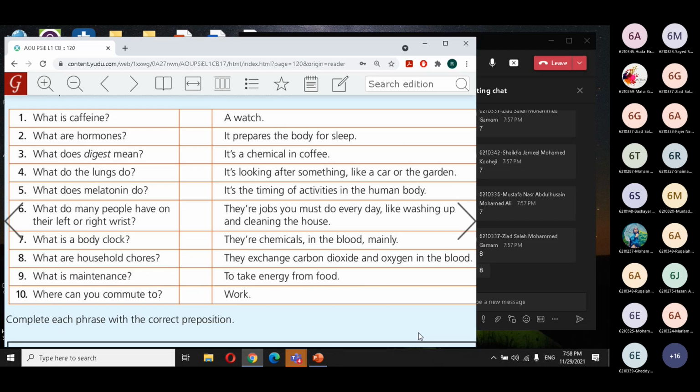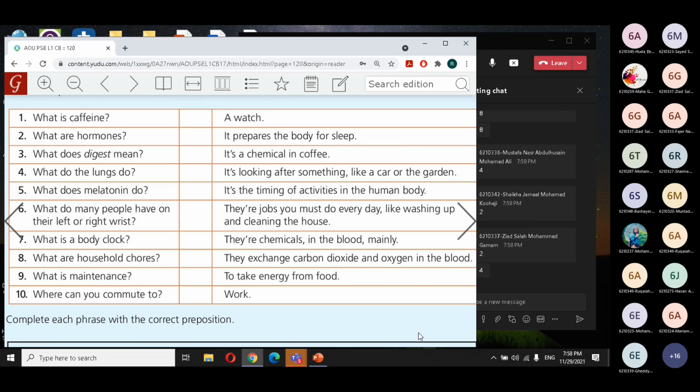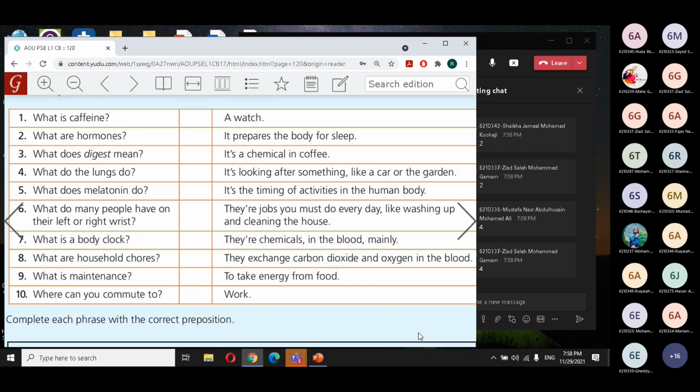They are chemicals in the blood mainly. Number 4. What do we call the chemicals? Hormones. Number 2, hormones. Yes, we said hormones are chemicals in the blood. Okay, I think this one is very clear. They exchange carbon dioxide and oxygen in the blood. Number 4. Lungs. Yes, I think this is the function of the lungs. What do the lungs do? They exchange carbon dioxide and oxygen.